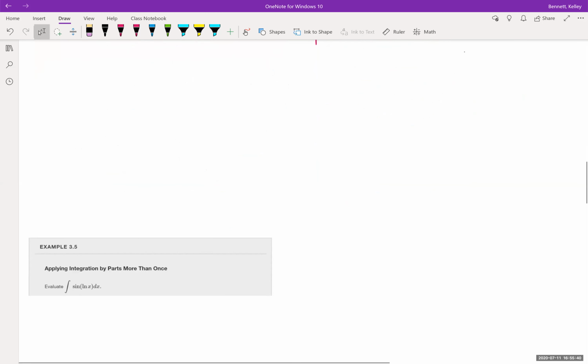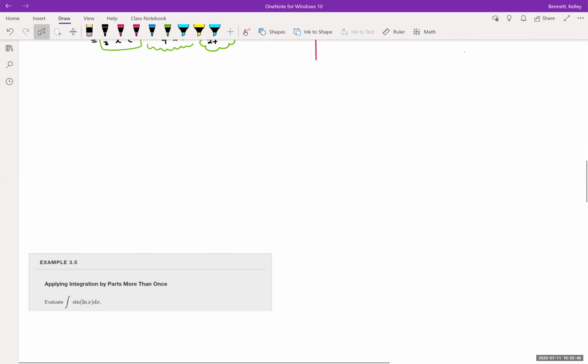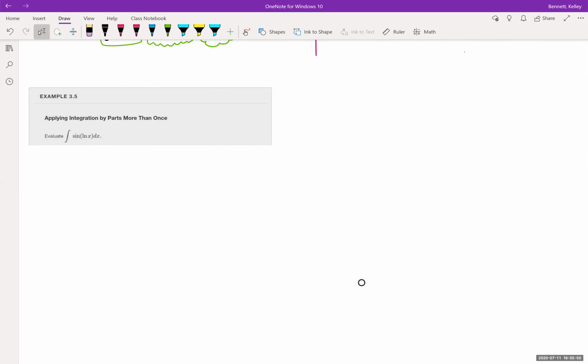So let's see another instance of applying integration by parts more than once. This one is not as obvious. For this one, it's a composition of functions, but it looks like just one piece, right? So you have sine of ln of x, that's one function. It's not sine of x times ln of x, it's a composition. And our other function is really just, well, it's not there, right? But we could think of it as 1.